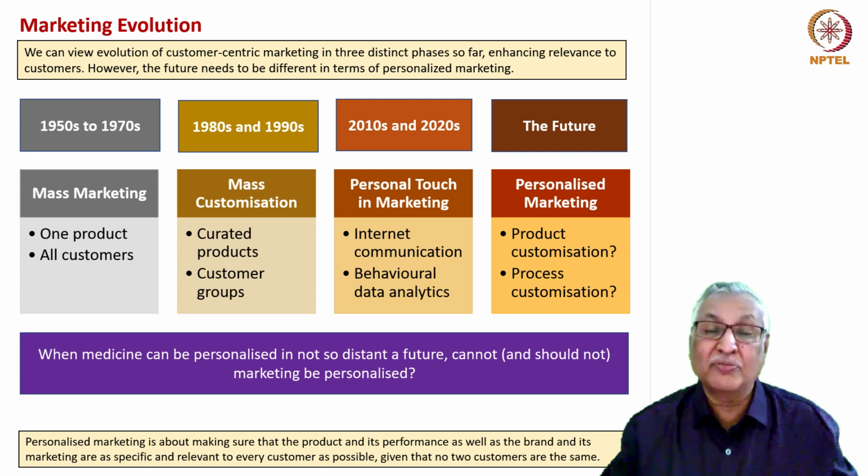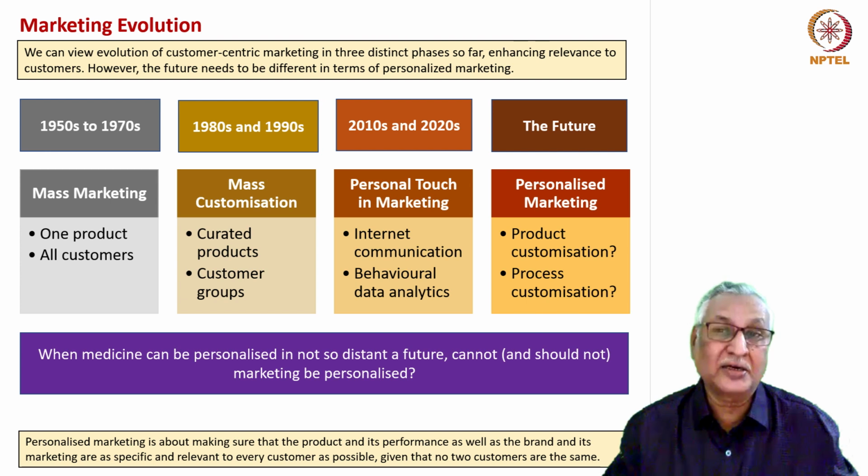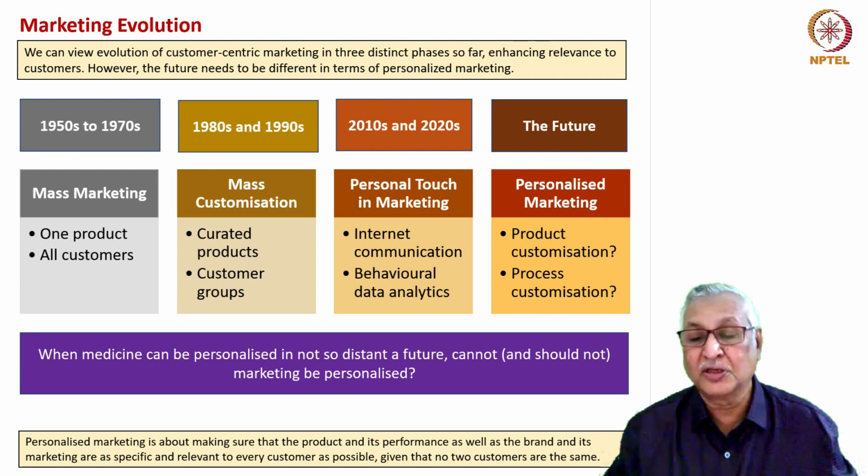That is, there will be matching of the genetic profile of the individual and the therapeutic profile of the medicine, which is nothing but personal medicine. When such events can take place, can personalization of marketing take place? It is all in the mindset. Personalized marketing is about making sure that the product and its performance, as well as the brand and its marketing, are as specific and as relevant to every customer as possible. And that has to occur with the clear perspective that no two customers are the same. That is the challenge of marketing evolution.